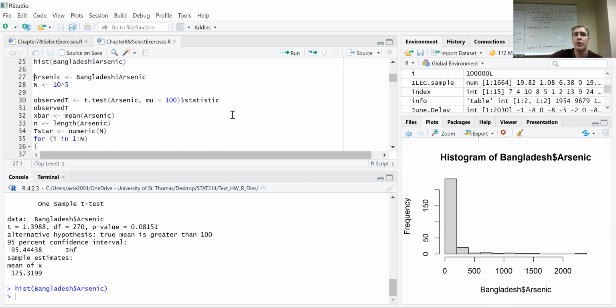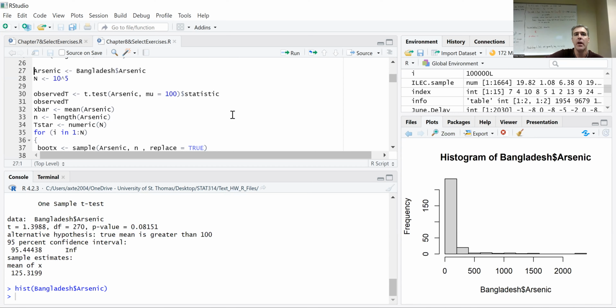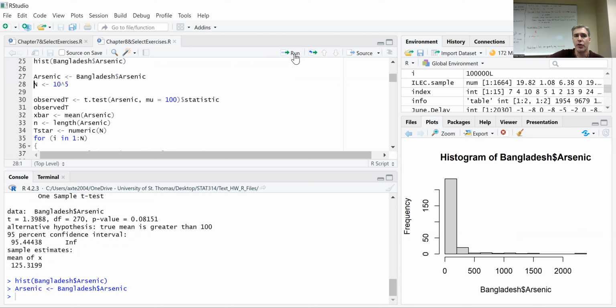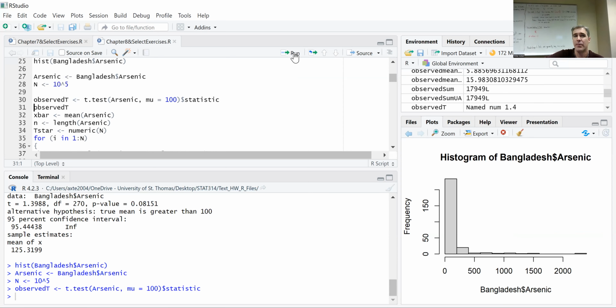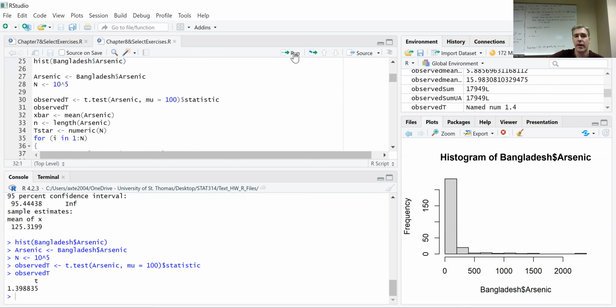All right, so now we're going to do the bootstrap t-test starting at line 27. First I'm going to simplify my data name. I'm going to call arsenic the arsenic column from Bangladesh. I'm going to run this 10 to the 5th times, as line 28 indicates. And I'm going to get my observed T statistic. One way to do it is to define observed capital T, defining it via that arrow thing again, from the t-test, grab the statistic. And I can actually ask, what is that observed T statistic? And that's where I get the 1.398835 that I have on the board.